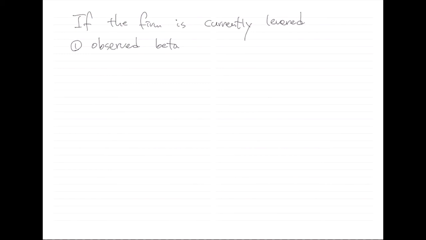In reality, most firms are already levered, right? So in this case, the firm issues more debt. How can you calculate a new levered beta? If the firm is currently levered, it means the firm has initial debt. What do we have to do first? First, we use the observed beta. How can you calculate the observed beta?